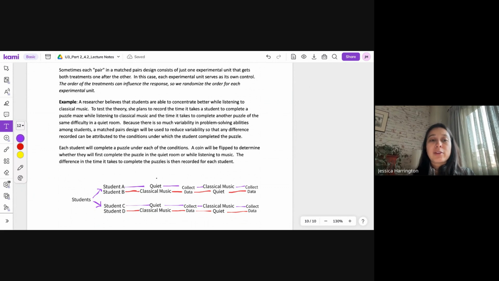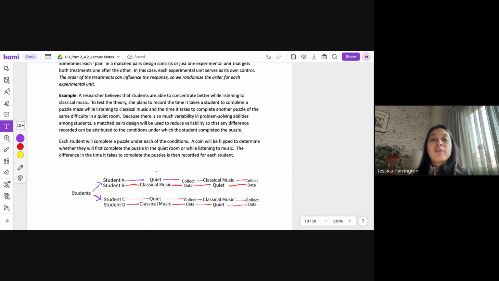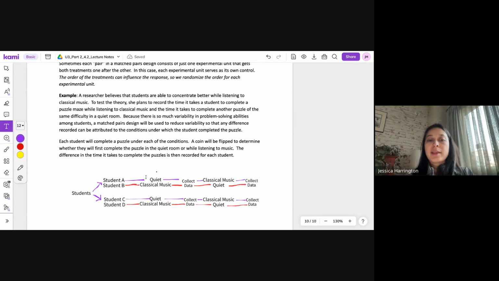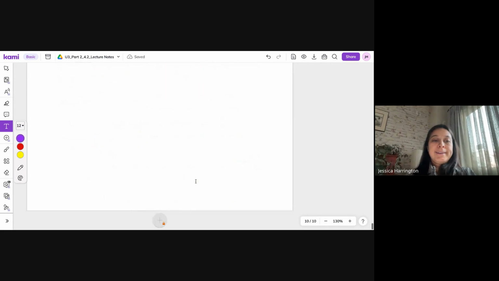So they have to complete a very specific puzzle. They flip a coin to decide which order it's going to go in. In this case, you can see student A has quiet, does a puzzle, then has classical music and does a puzzle. The idea is you're comparing your own controls, right? Student A is able to be compared quiet versus classical music. You do it again with student B. And then you have your next matched pair and you run the same design. The idea is that there's some reason these two students are grouped together, and then you're randomizing the order of the treatments. And then that's it.